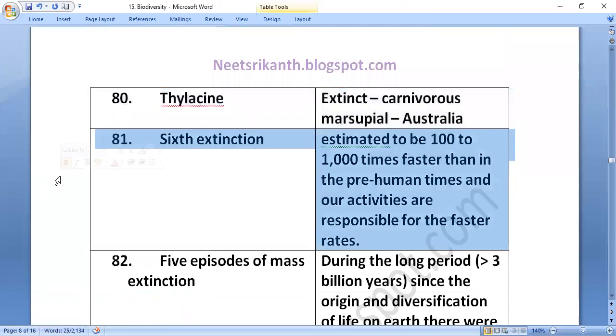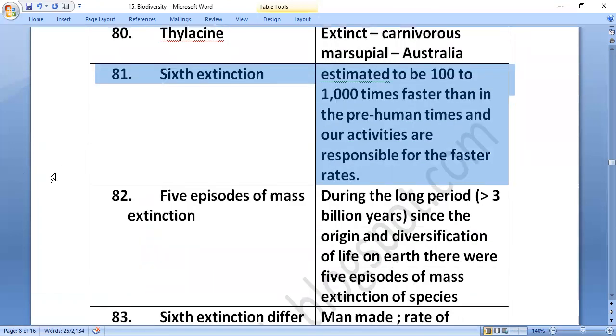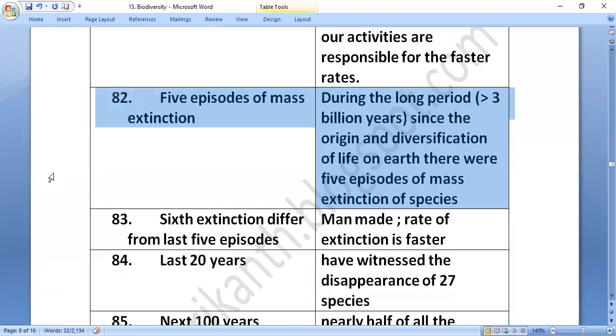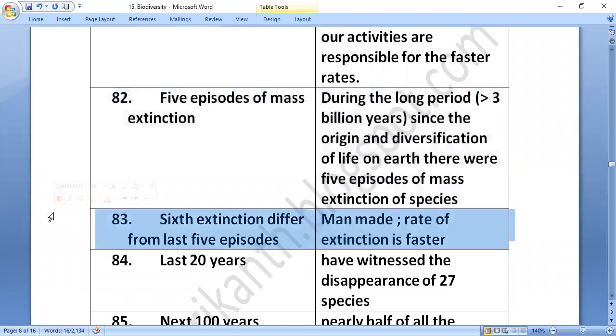The sixth extinction is estimated to be 100 to 1000 times faster than in pre-human times, and our activities are responsible for the faster rates. Since the origin and diversification of life on Earth, over a period of 3 billion years, five episodes of mass extinction have happened. Then the sixth extinction differs from the last five episodes.